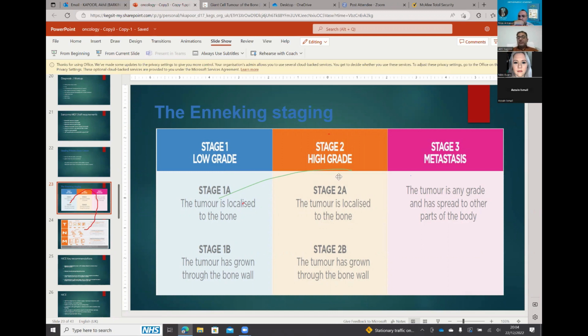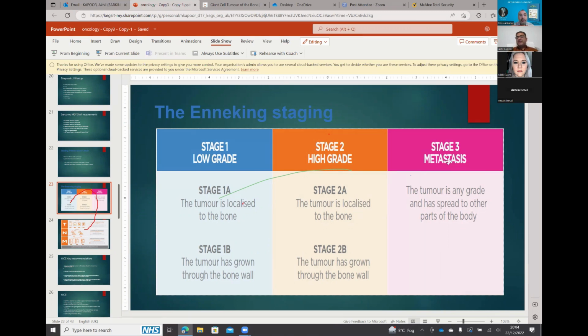In stage 2, it has gone further. In stage 2A, the tumor is localized to the bone, and in stage 2B, it has gone through the bone wall. But when we have looked at it under the microscope, and we've seen the tumor cells and their mitotic activity, we found that they were high-grade tumors. So a combination of a high-grade tumor found after biopsy, with clinical and radiological appearances which are similar to stage 1, will put that into stage 2. I hope that is clear.